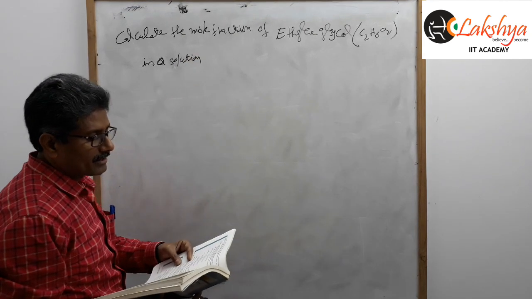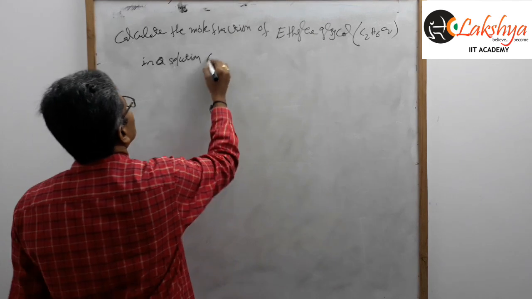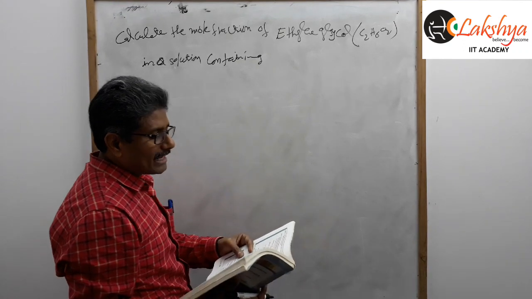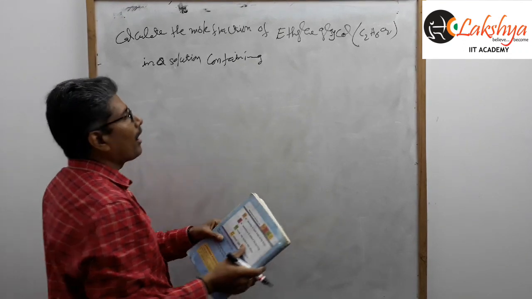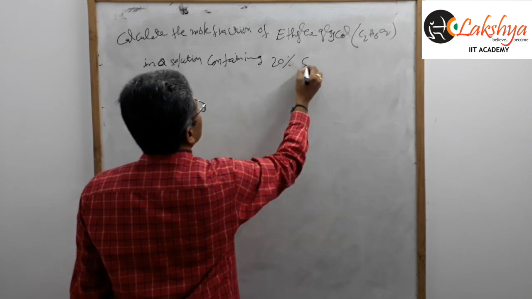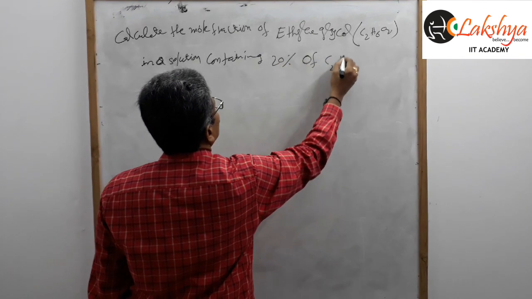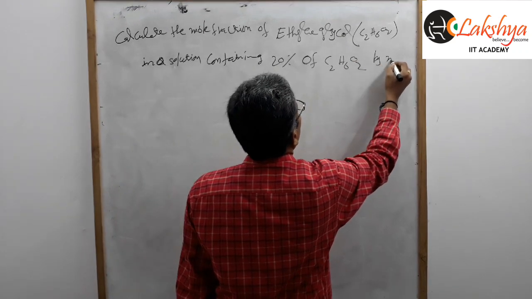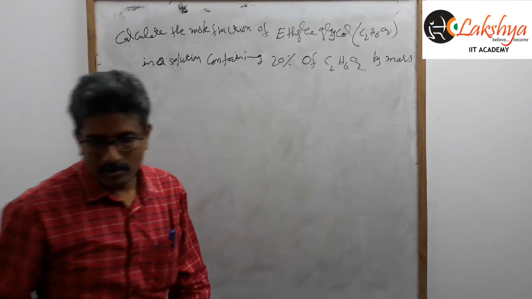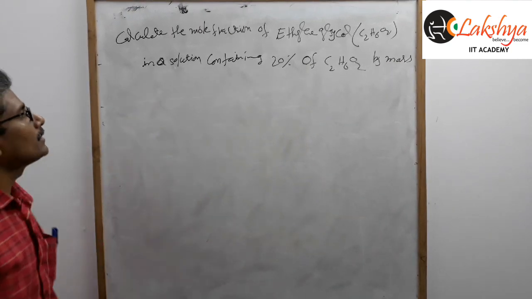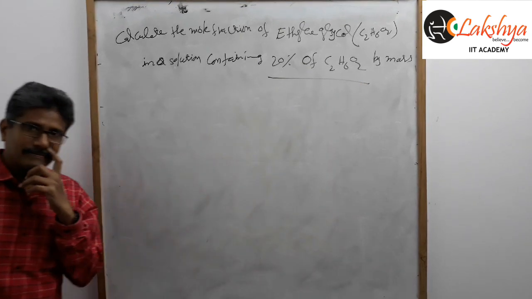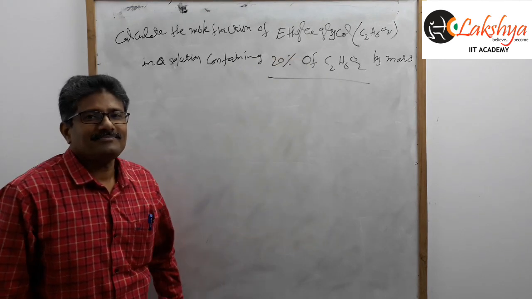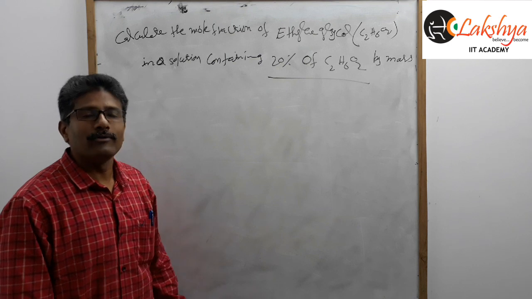Ethylene glycol in a solution containing 20% of C2H6O2 by mass. Okay. First, ethylene glycol is also called ethane-1,2-diol.